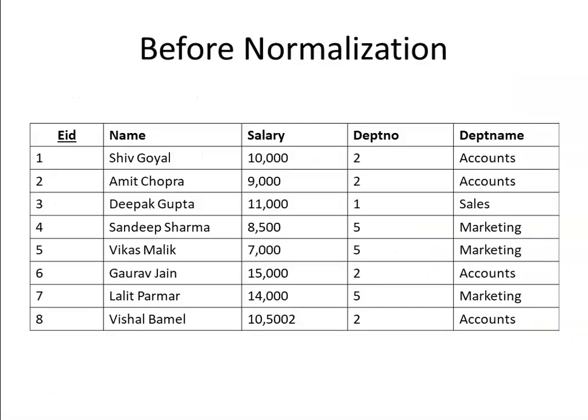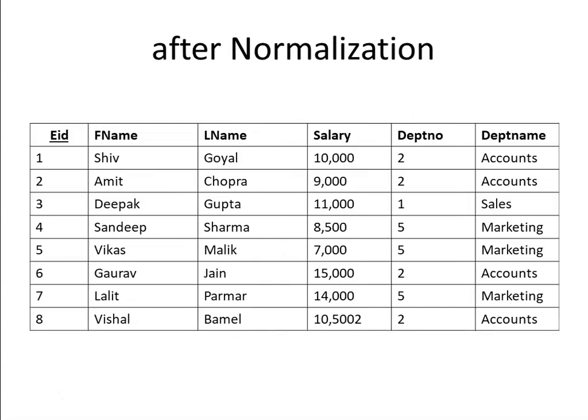Here I have another table wherein I am storing information about employees: the name of the employee, the salary, the department number, and the department name. If you look at the name of the employees, it is not atomic. Like the first employee, Shiv Goyal, the name of the employee is stored as one name. So what we do is we make it atomic, and we store the name as first name and last name.